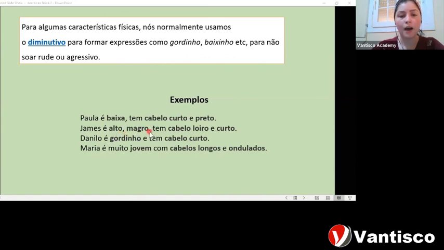James é alto, magro, tem cabelo loiro e curto. We could say, James é alto, magrinho e tem cabelo curto. Okay? So, baixa, short, cabelo curto, short hair. E preto, black. James é alto, tall, magro, slim, magrinho, diminutive form for slim. Tem cabelo loiro e curto. Blonde hair and short.